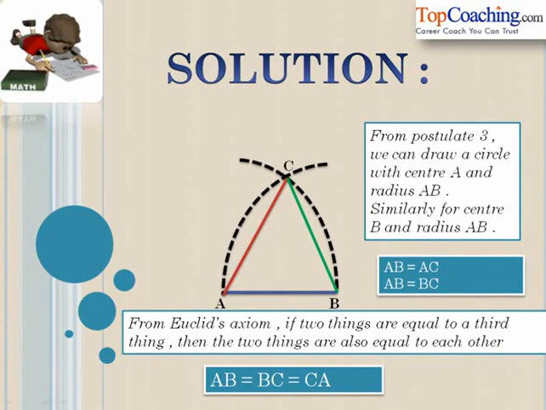Thus in this triangle ABC, we see that AB is equal to BC which is equal to CA. Thus the three sides are equal to each other. And also we know that if the three sides of a triangle are equal to one another, then such a triangle is an equilateral triangle. So we have drawn an equilateral triangle using a line segment AB. So we have proved that an equilateral triangle can be drawn on any line segment. This was all about Euclid's axioms and his 5 postulates.